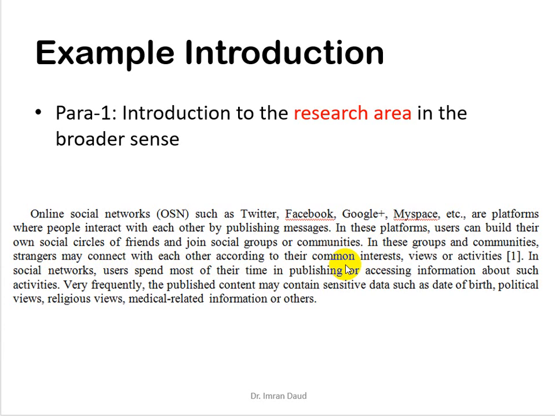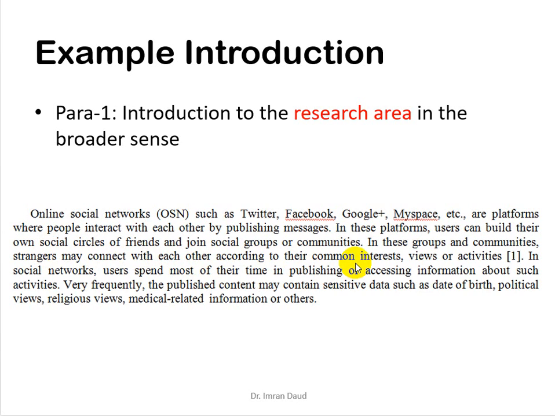I will talk about the problem statement later. I'm not going to confuse you right here. Our objective is to talk about the research area only, and the research area was social networks. What do people do in social networks? They publish messages, interact with each other, make groups, join groups and communities, and make a social circle of friends. In the social circle of friends, they can also interact with strangers, who are related to you based on your common interest because you have joined some group.